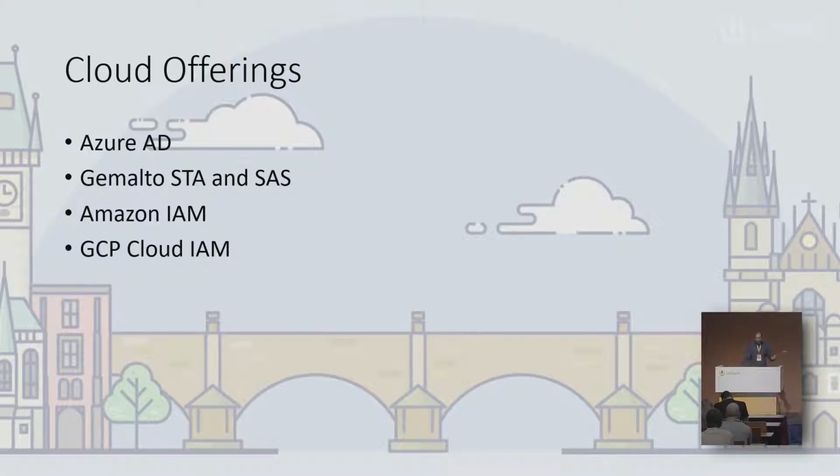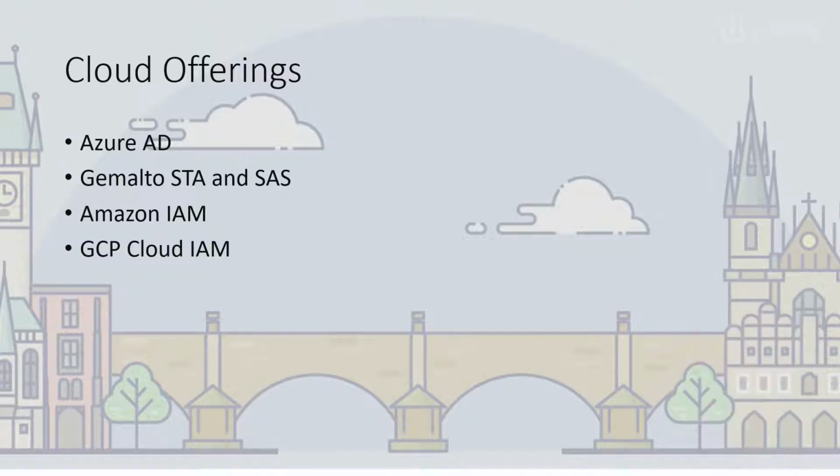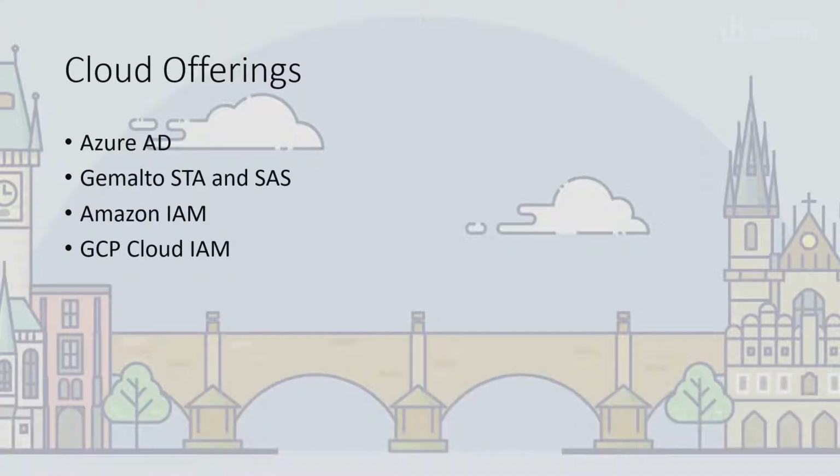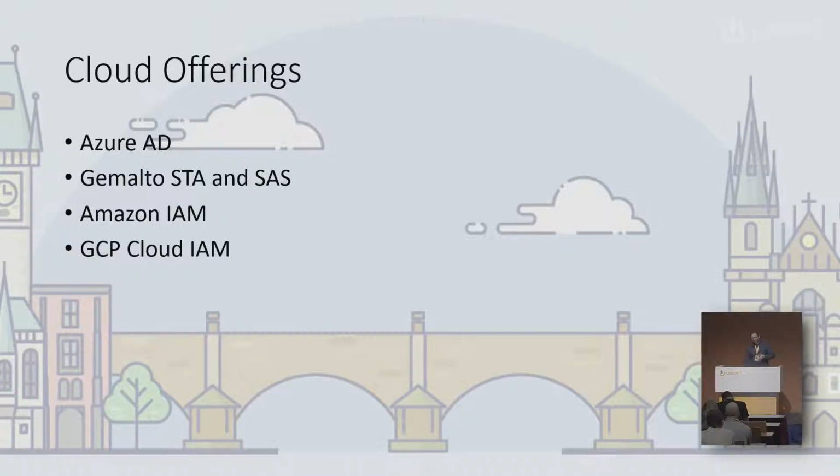So what are the cloud offerings out there? Azure AD. Most of you have probably used Azure AD. That allows you to use MFA too. Gemalto, we actually have a product too called STA and SaaS that allows you to do MFA, which is the product I work on. Amazon has IAM, and GCP has another kind of IAM offering. Any questions? No, we'll move on.